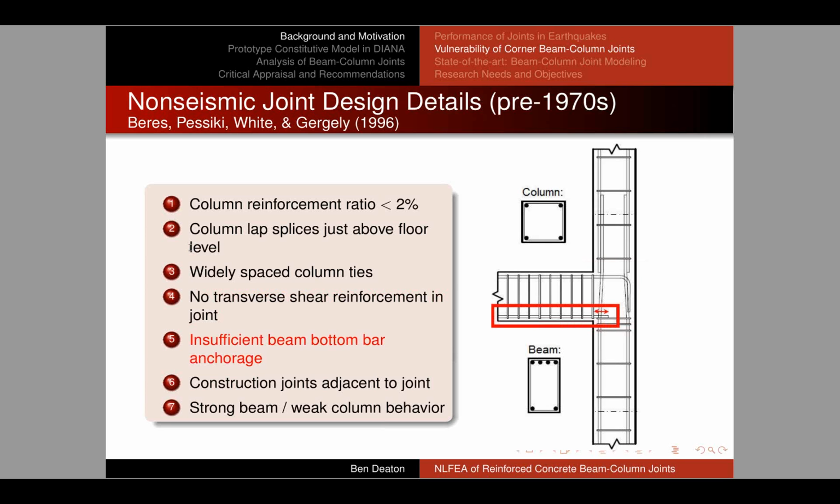So when we have the first load reversal and this beam is pushed upwards, and we develop a positive moment at the joint face, oftentimes we completely lose anchorage of this bottom bar, resulting in a loss of positive moment capacity along this plane.